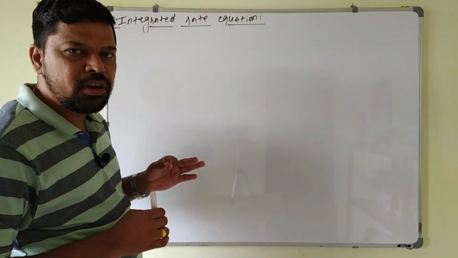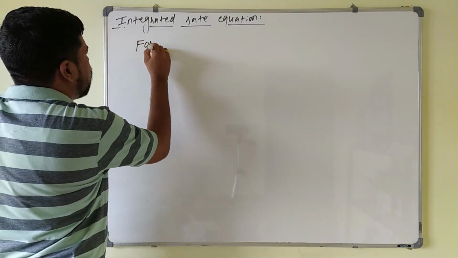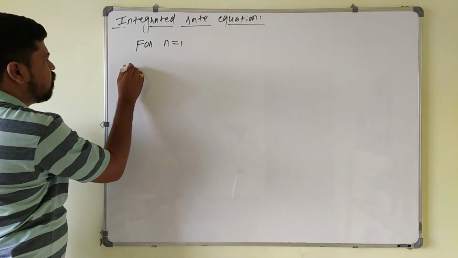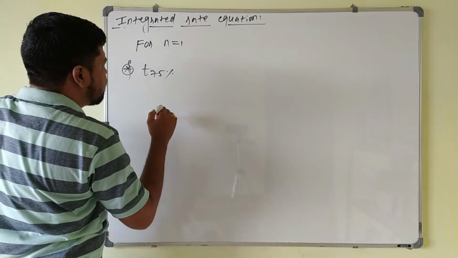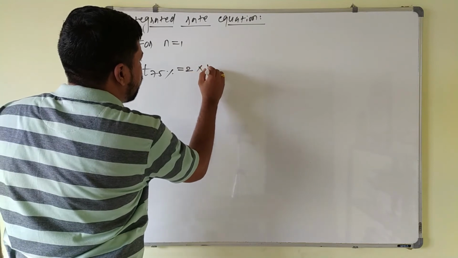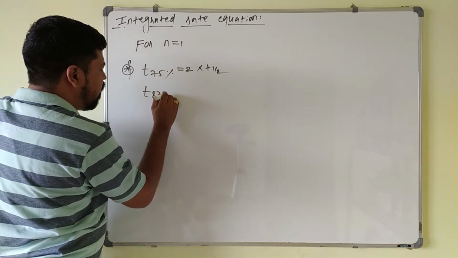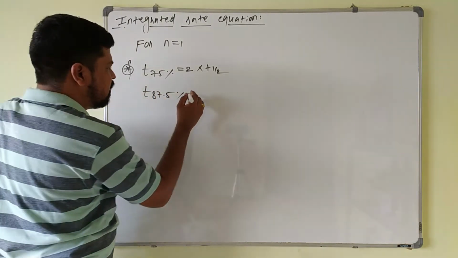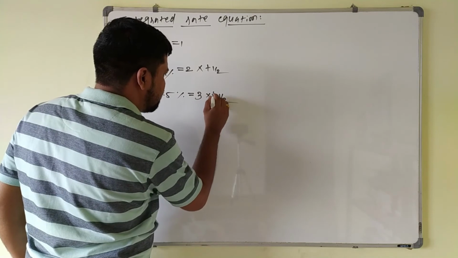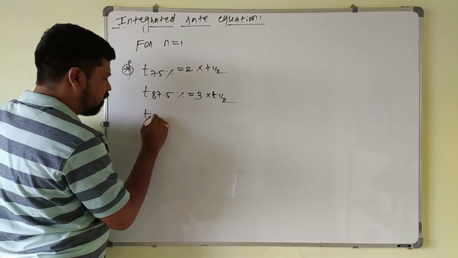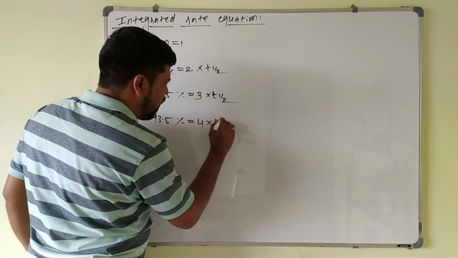So now we will write some important tricks to solve problems on first order reaction, and these are very helpful. For first order reaction, n is equal to 1. The first trick: time required for 75% of first order reaction will be equal to 2 into T half. Next, time required for 87.5% will be 3 into T half. Next, time required for 93.5% completion will be 4 into T half.